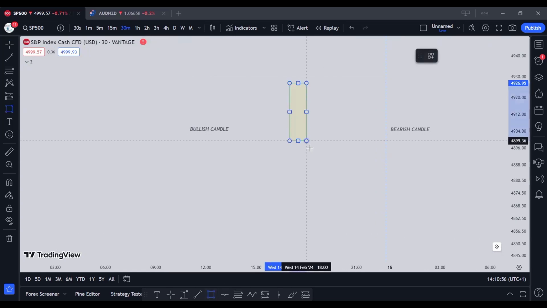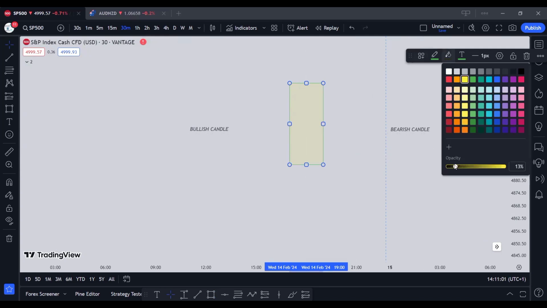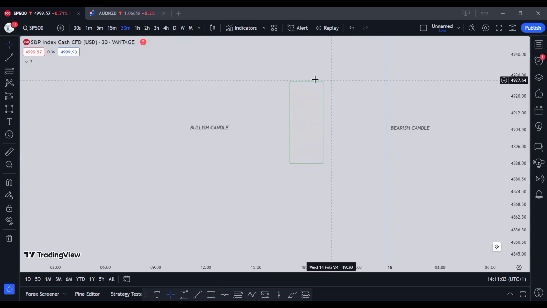So this is how a candle looks like. This is how a candle looks like, and then we have something coming out from this side.